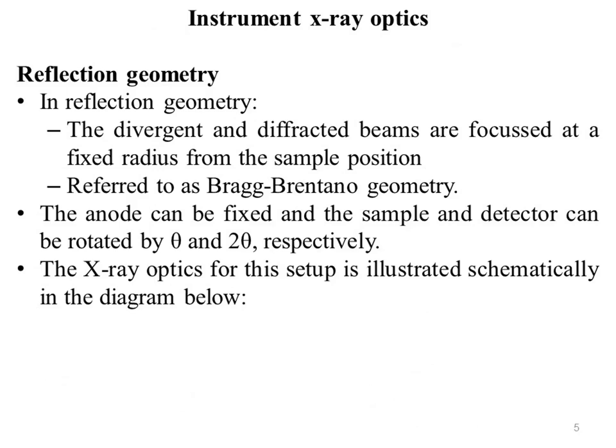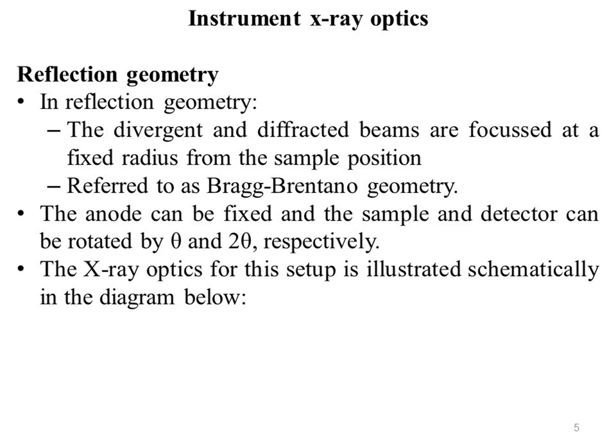Now we will discuss in detail instrument X-ray optics. First of all, we say reflection geometry. The earliest flat plate diffractometer had poor intensities and peak width due to lack of focusing. By contrast, the modern flat plate diffractometer has both good peak intensities and excellent resolution due to focusing of the diffracted beam. This reflection geometry, in which the divergent and diffracted beams are focused at a fixed radius from the sample position, is commonly referred to as Bragg-Brentano geometry.